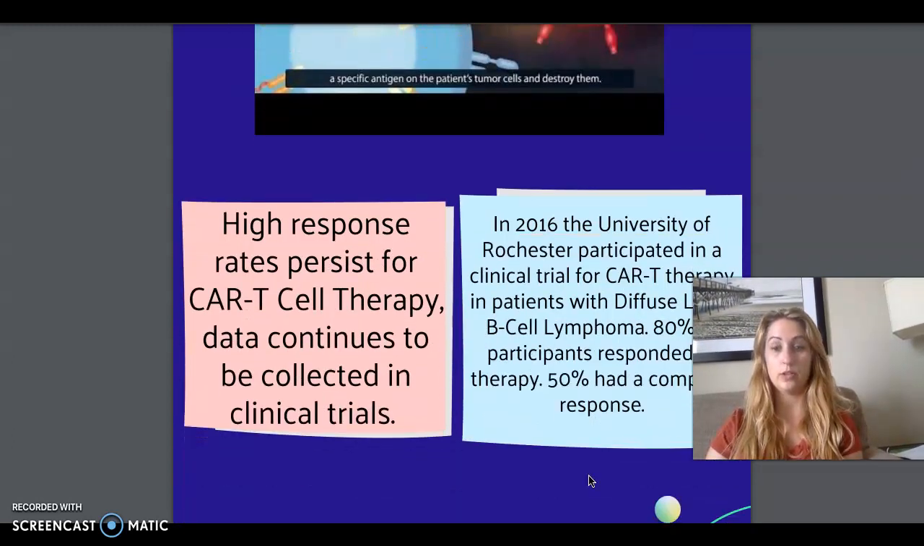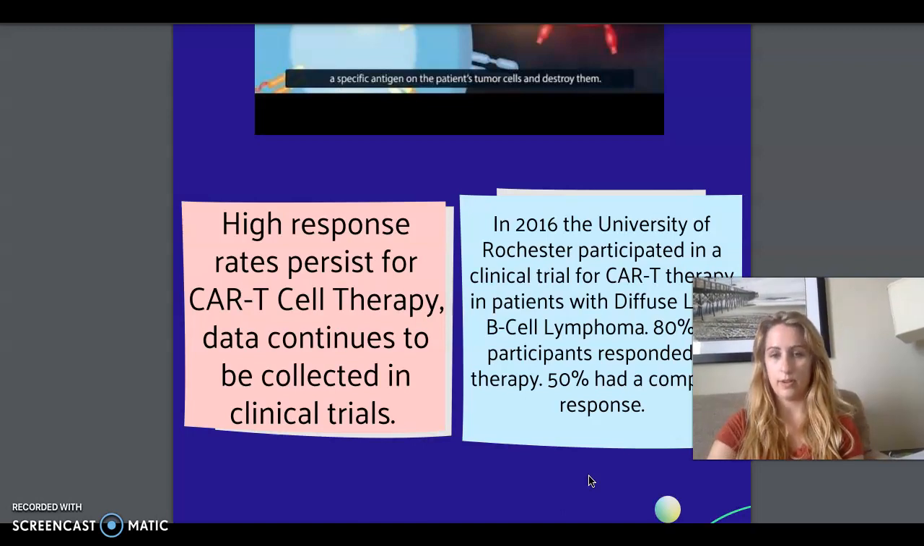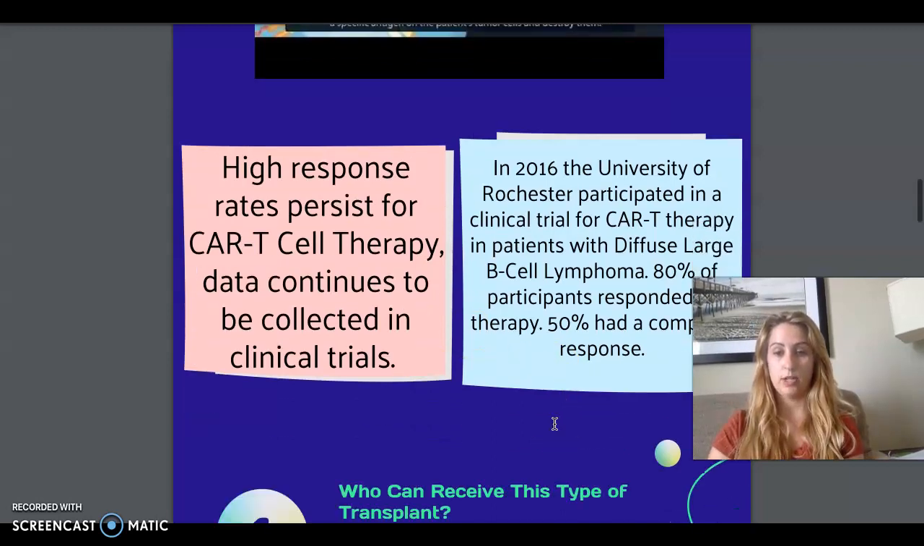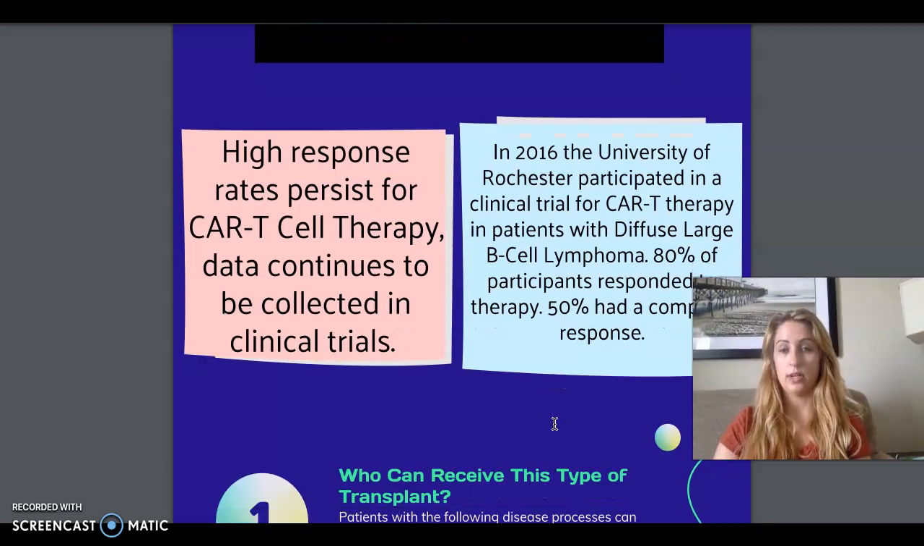One big thing too is that University of Rochester, and our unit, participated in a clinical trial for CAR T therapy back in 2016, and that is when we started using CAR T therapy. It was after that trial, and there was success from that trial with diffuse large B-cell lymphoma patients. So we saw a great amount of response. Patients were having a complete response to this type of therapy, so we decided to use it on the floor.